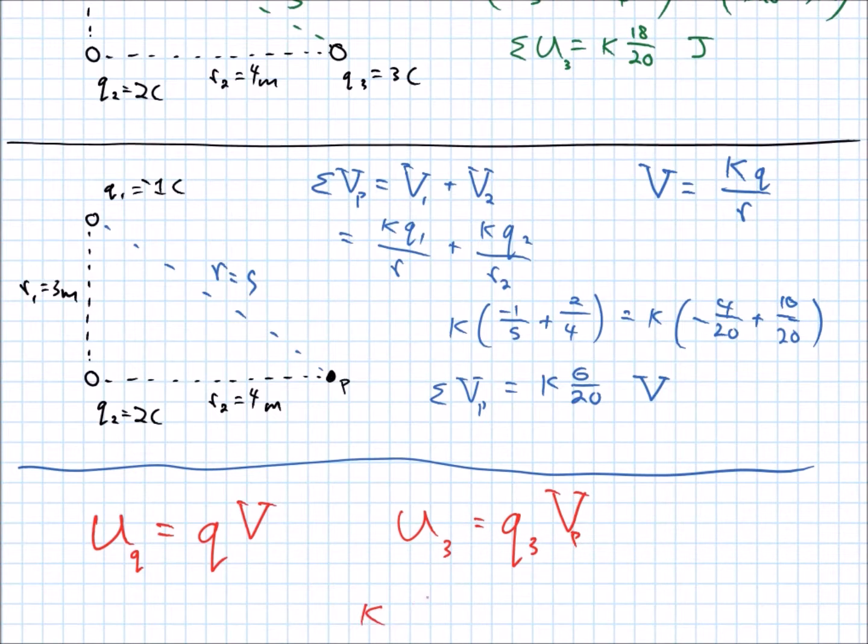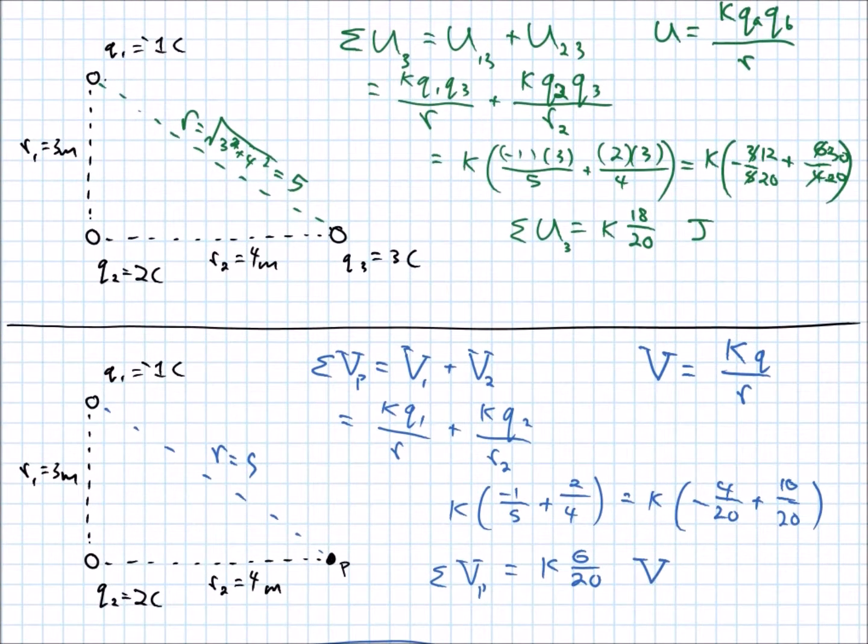This was k times 18/20, and apparently that's equal to Q3, which is 3, times this potential, which is k times 6/20. Okay, so we can do some canceling here. k on both sides, 1 over 20 on both sides. And so 18 is indeed equal to 3 times 6. So I just wanted to relate all those equations together in one go. And there you go. So in conclusion, just watch out for the difference between electric potential energy, U, and electric potential, V. That is all.